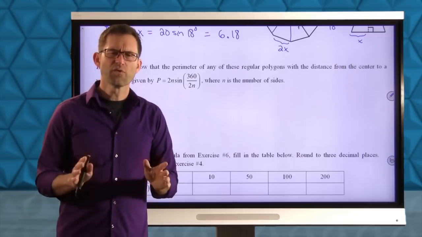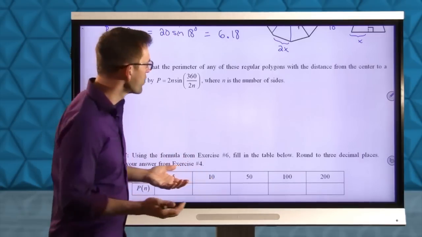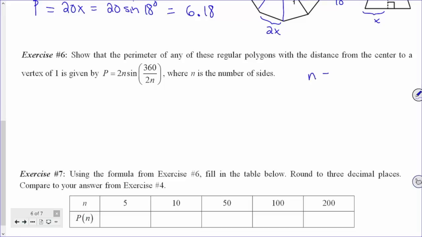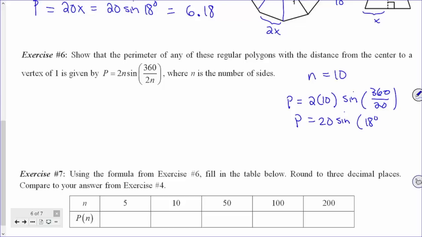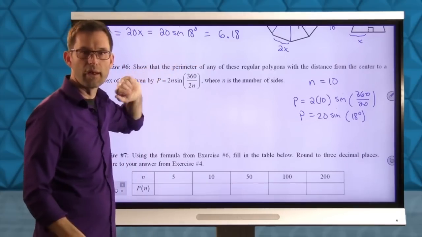Well, just for a minute, you can test that with the one that we just had. The one that we just had, n was equal to 10. If I plugged that 10 into the formula, I'd get 2 times 10 times the sine of 360 divided by 2 times n, which is 20. And that would be 20 times the sine of 18. And that's, in fact, exactly what we had. You can see it right up here.